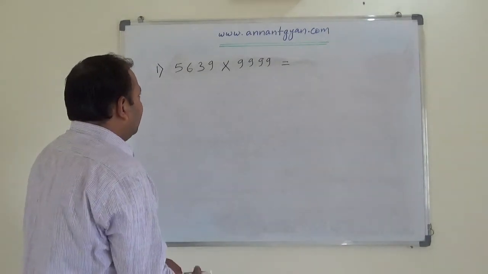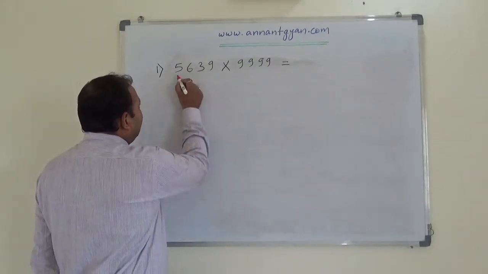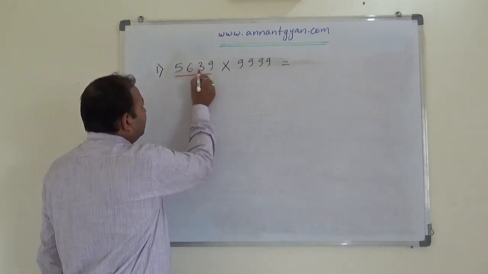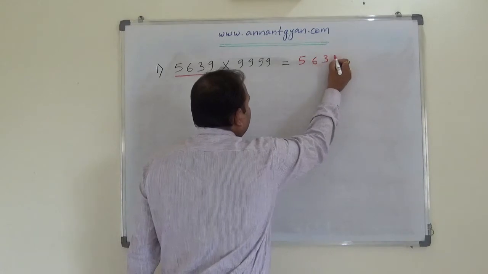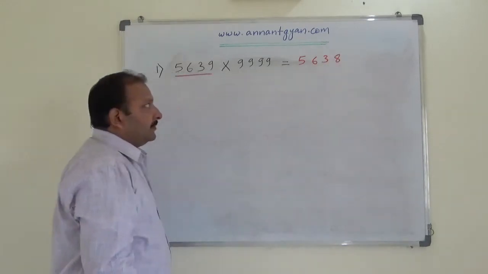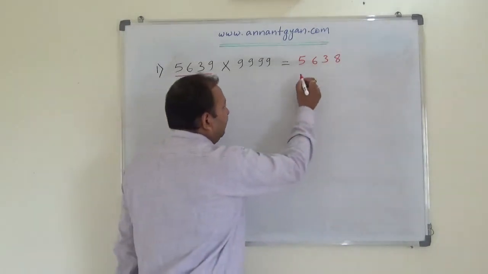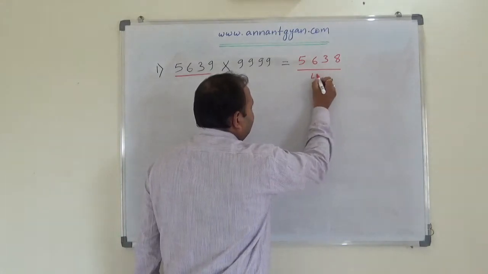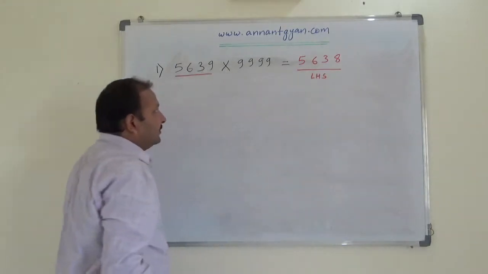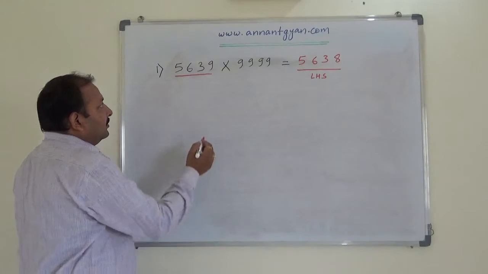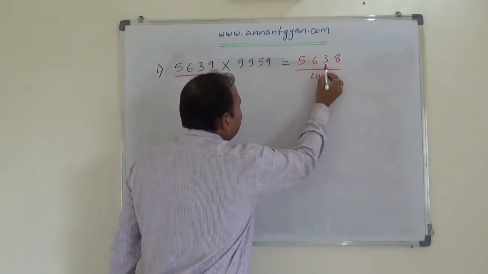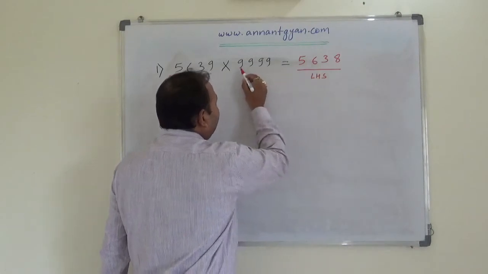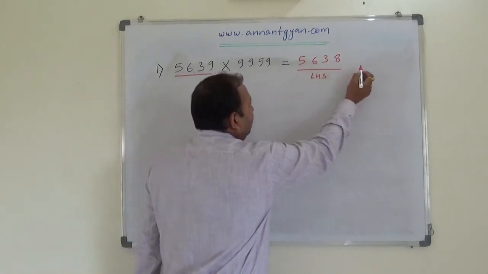I shall show you. First of all, we shall reduce 1 from this number. So I shall write 5, 6, 3, 8 on the left hand side. Second, I shall subtract the individual digits of this left hand side from 9, and write it on the right hand side.